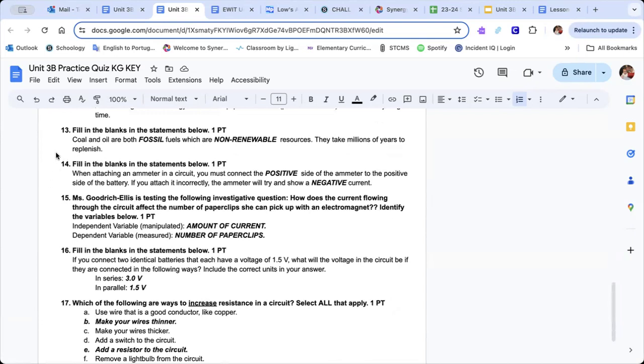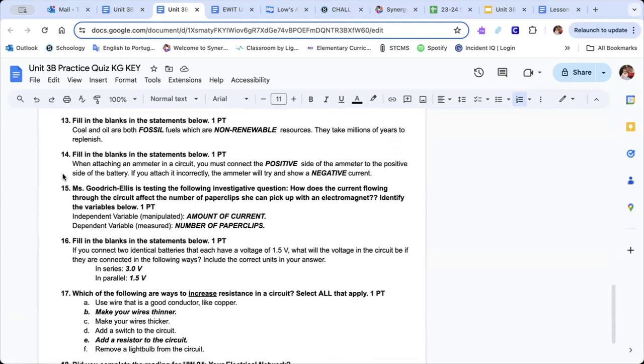14, this is kind of thinking about your lab practical. When attaching an ammeter in a circuit, you must connect the positive side of the ammeter to the positive side of the battery. If you attach it incorrectly, the ammeter will try and show a negative current.